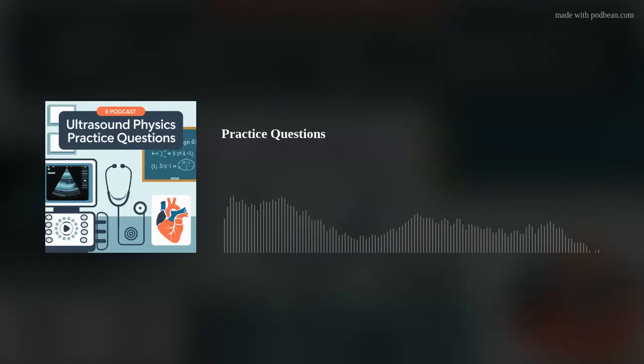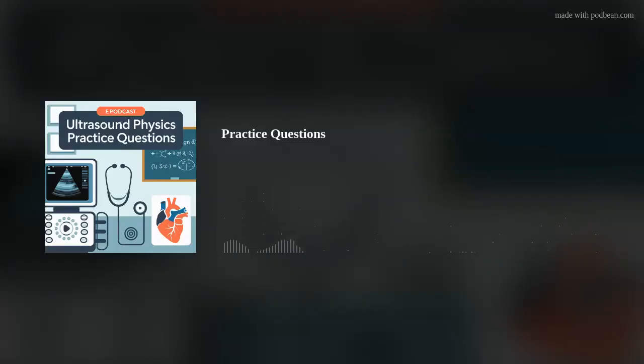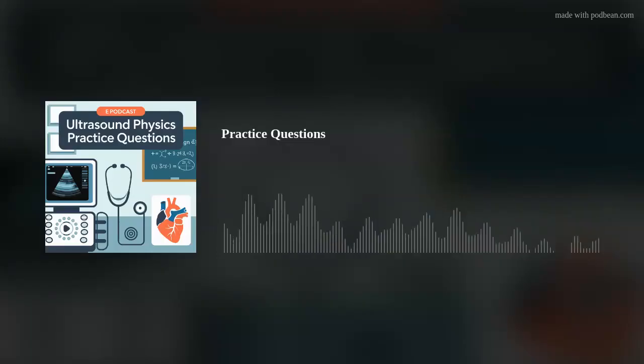Now this one takes us back to the basics of wave motion. It asks about the direction of particle movement in a transverse wave. Can you remind me what a transverse wave is and how it's different from a longitudinal wave? In a transverse wave, the particles in the medium vibrate perpendicular, or at a right angle, to the direction that the wave is traveling. Like, imagine you're holding a rope and you flip your wrist up and down. The wave travels along the rope horizontally, but the particles in the rope are actually moving up and down.